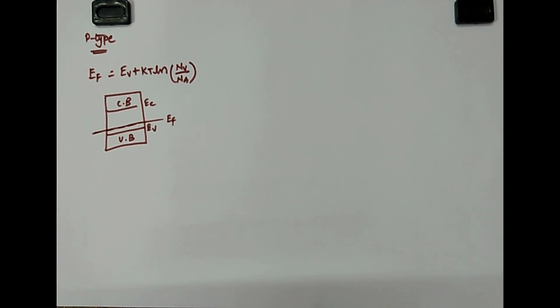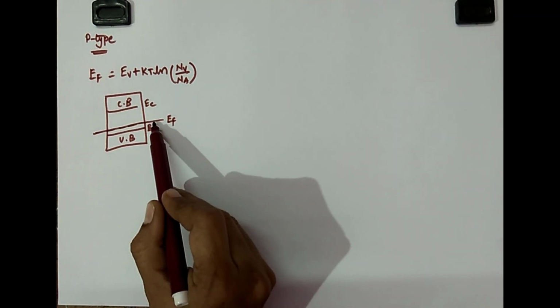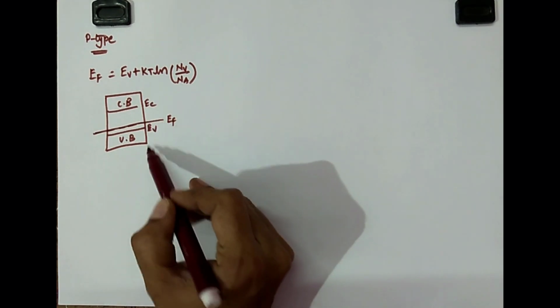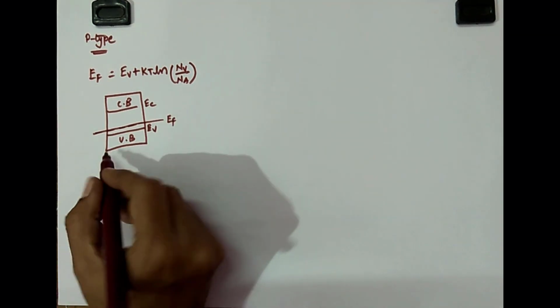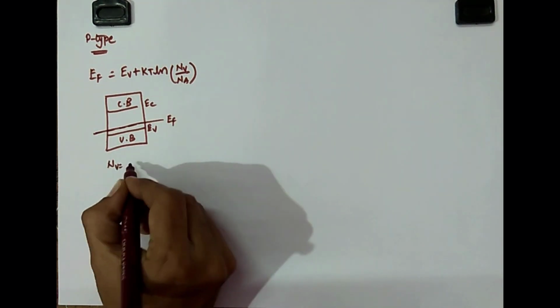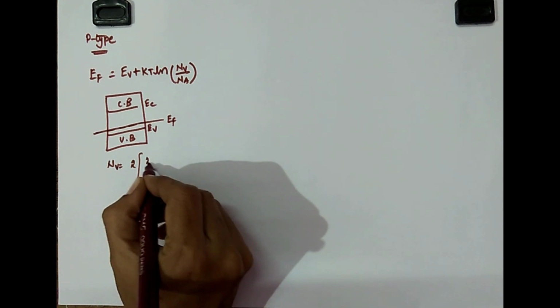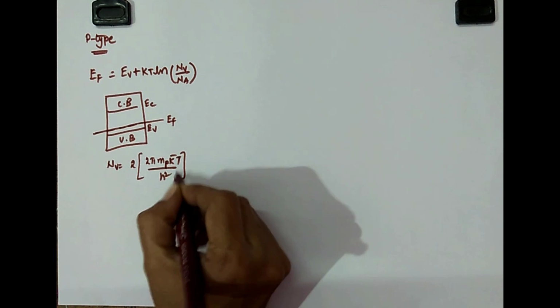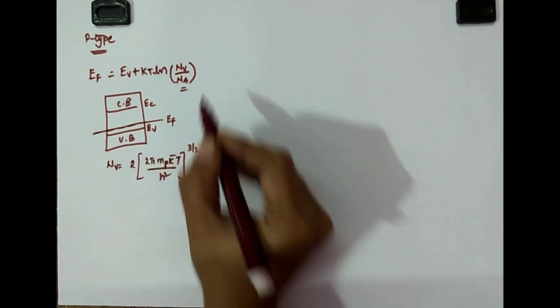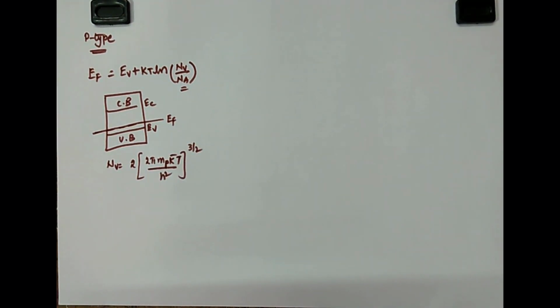But what happens to the energy level? Because the electrons are occupying the holes all the time, the energy of the electron will be decreased. That is the reason the Fermi level goes down and is nearer to the valence band. And here also Nv equals 2 into (2 pi mp k T by h square) whole power 3 by 2, and Na is the acceptor ion concentration.